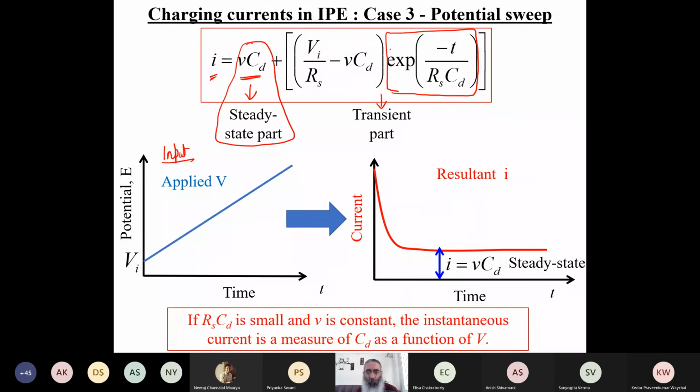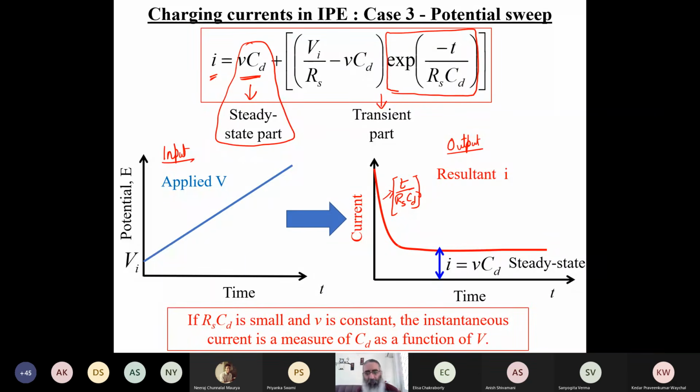So, but then the initial part will always be dominated by the exponential decaying function. It will decay. The magnitude of this exponential decay is again going to be determined by t by RS CD, nothing but t by RS CD. That is why this becomes very important. The output of the system in terms of the resultant I is going to be an exponentially decaying function, which is going to be dependent on t by RS.